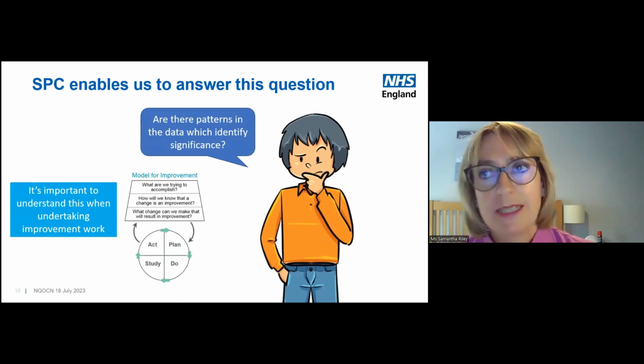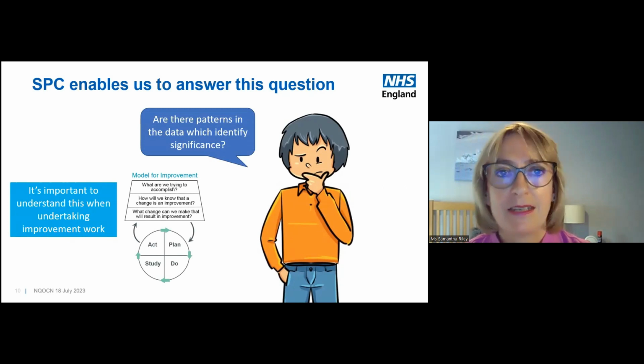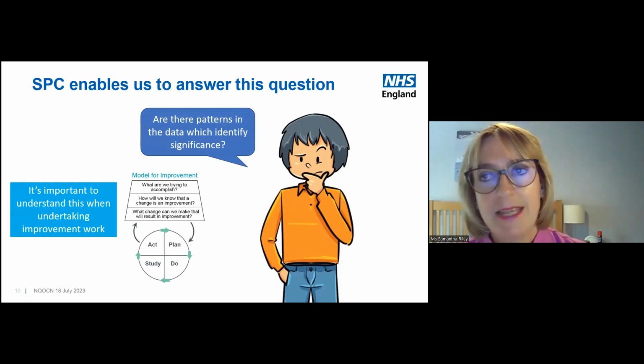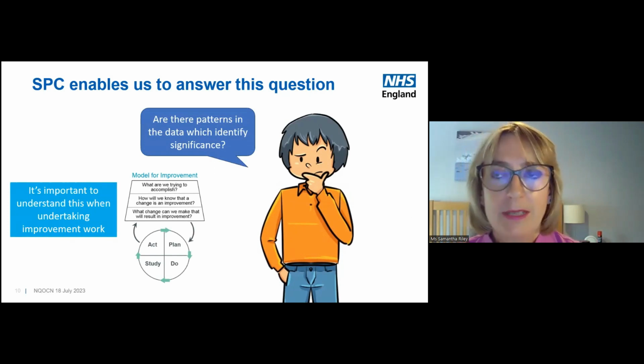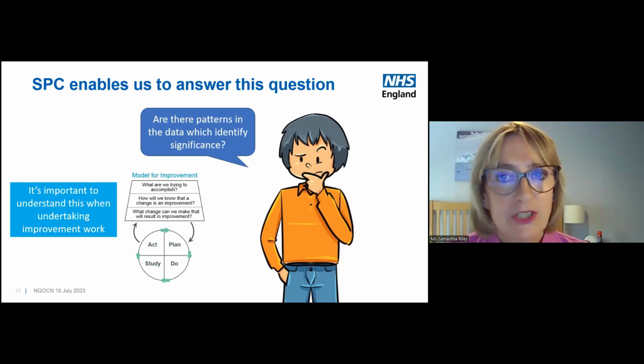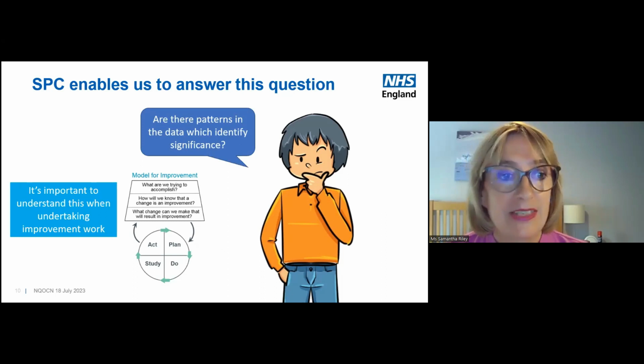But of course, if we're undertaking improvement work, it's going to be really important to understand whether the changes that we're implementing are resulting in improvement. And in England, we tend to use the model for improvement. I don't know if you're familiar with this one, but you probably have something very similar. So what do we want to change? What changes are we going to implement? And how do we know if change has been an improvement? That's where SPC charts are going to give us the answer.